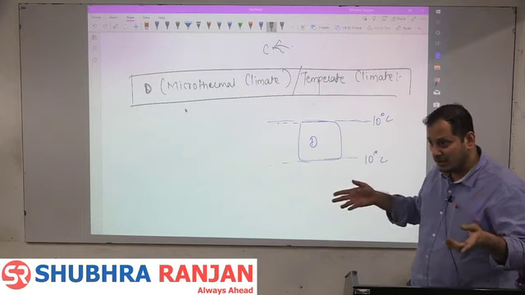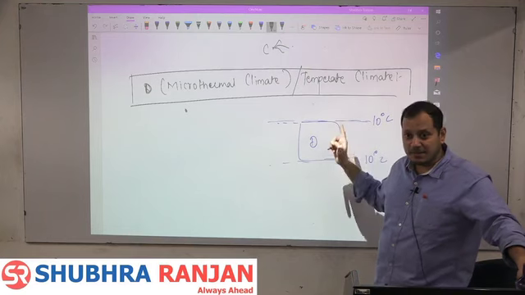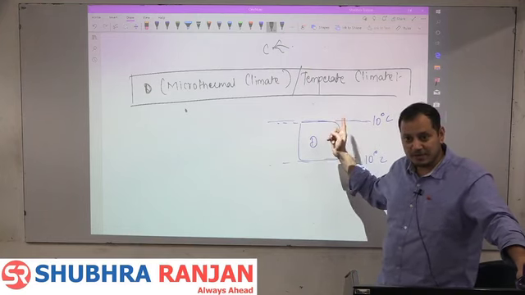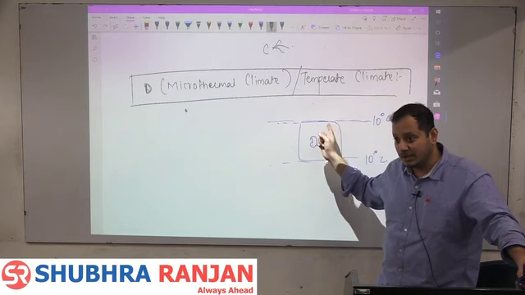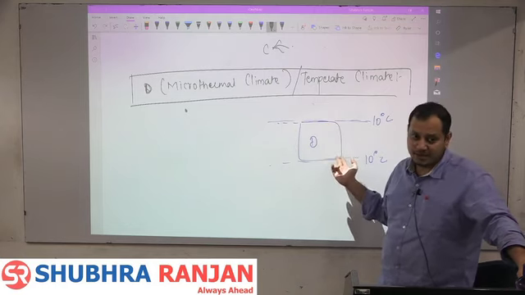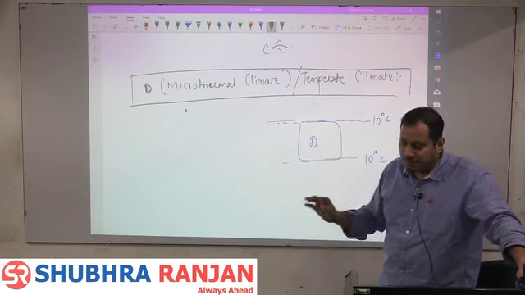In summers it becomes hot, and therefore in polar regions the temperature is 10 degrees Celsius. Here the temperature is 22-23 degrees Celsius. So this is the poleward boundary. In winters it becomes cold but does not become 0 degrees Celsius. So toward the equator, in summers and winters, 10 degrees Celsius is the boundary here. Understood this statement? Fine. Next point.